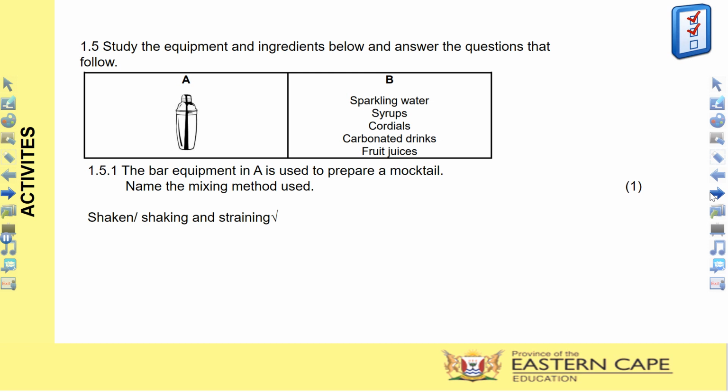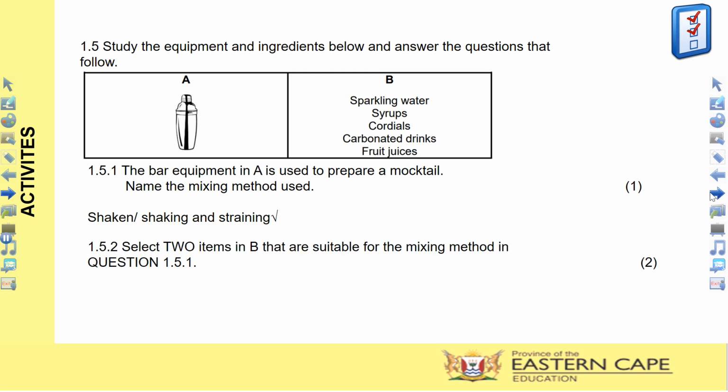Your responses would be shaken, shaking, and straining. Because remember, I explained to you that inside the shaker is a strainer. So you can either just say shaken or shaking and straining. Still on the same pictures, you need to select 2 items from block B that are suitable for the mixing method in question 1.5.1. So from what you've identified in the picture in the previous question, which ingredients from the second block would be suitable for the picture in block A?